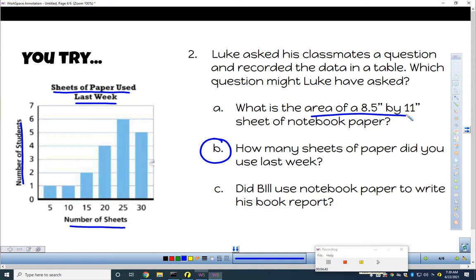Right? It's a yes or no question. So the answers here are yes or no, but there's only one response, so it's not a statistical question. For both of those reasons, using the graph as well as a process of elimination, we come up with B. How many sheets of paper did you use last week?